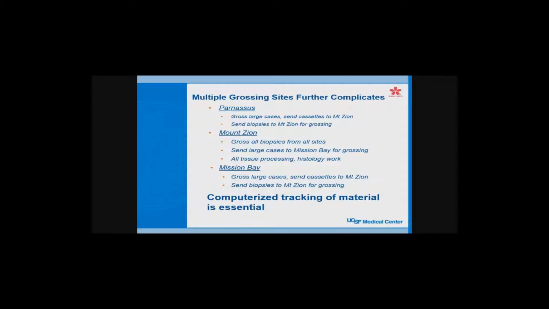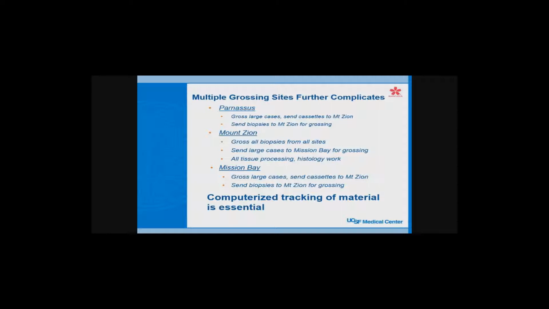We recently opened a new hospital called Mission Bay, which is listed at the bottom here. So our process is very complicated. We have 3 sites where we do grossing, but we have 1 site where we do all the histology work. Mount Zion is where we do all the histology work, tissue processing, sectioning, staining, everything.